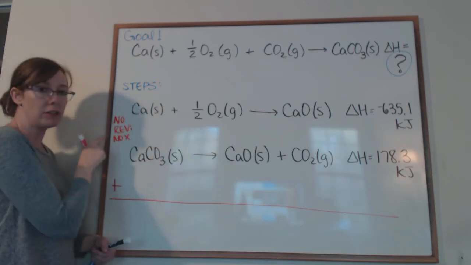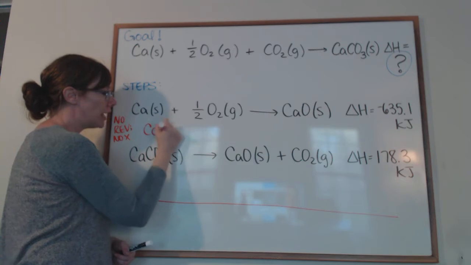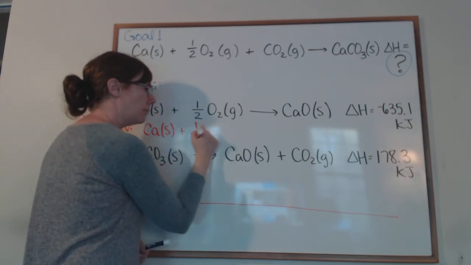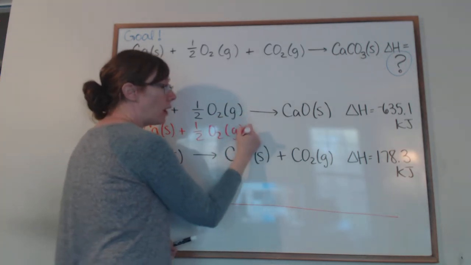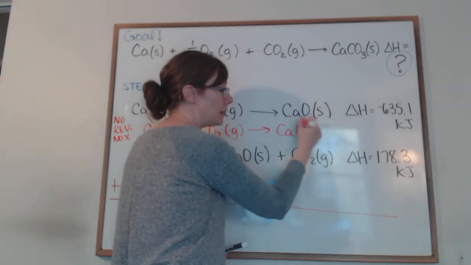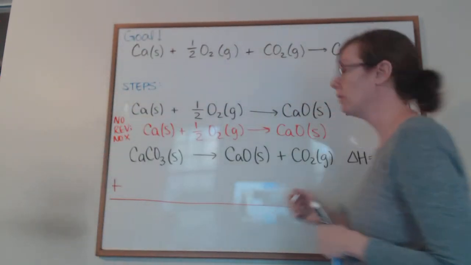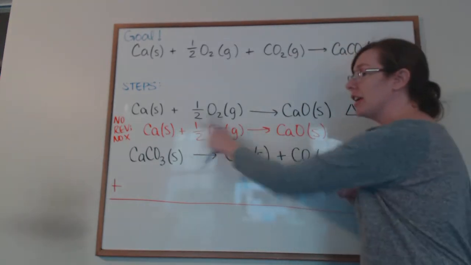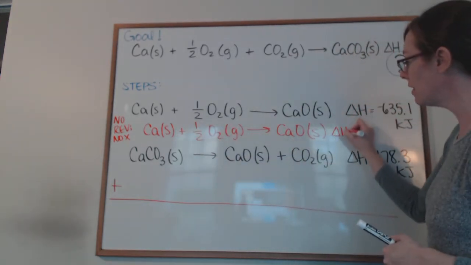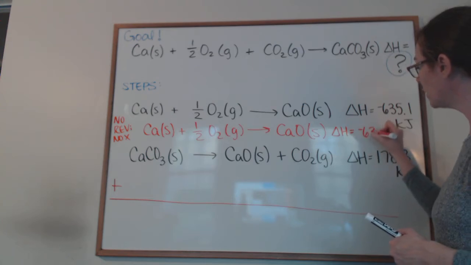So when you don't reverse and you don't multiply, you essentially don't change the equation. And so I usually just rewrite it. Sometimes it helps to rewrite it in a different color, or a pen versus a pencil, so you don't get confused. And if I didn't change the equation, I don't change its enthalpy. The number for the enthalpy stays the same.